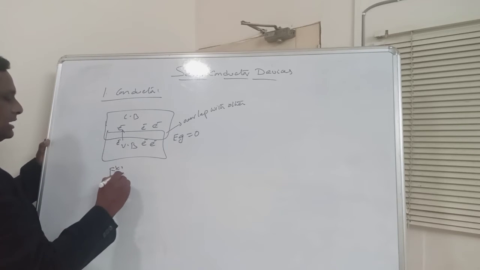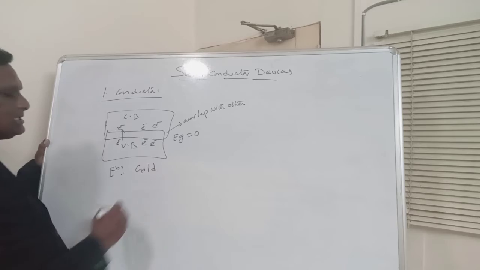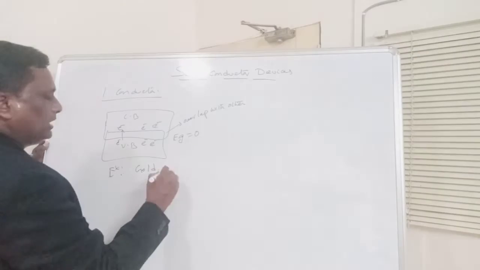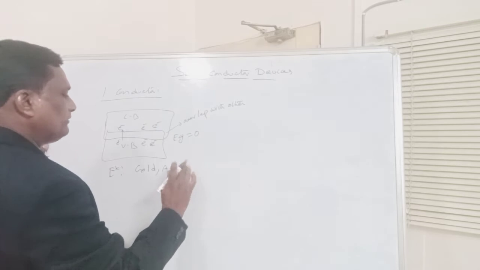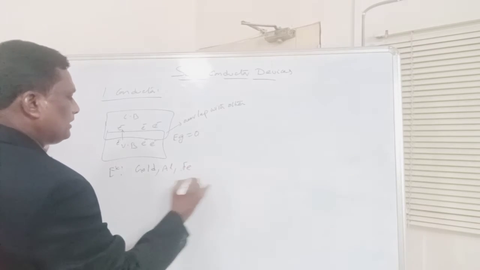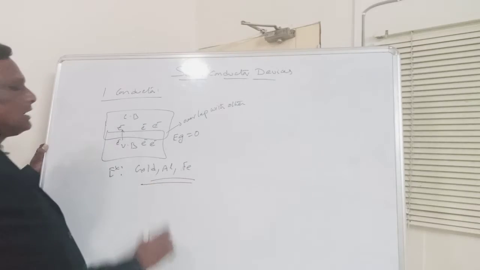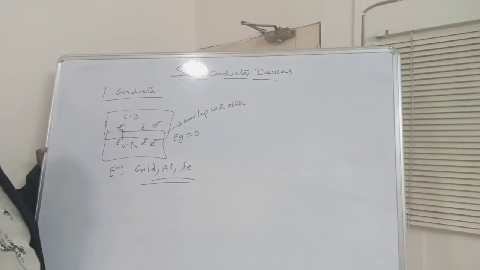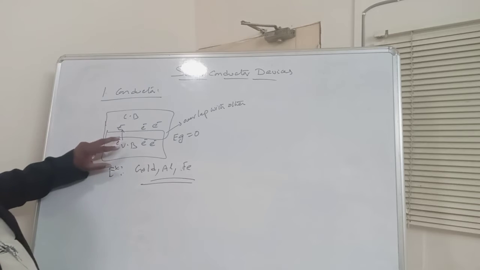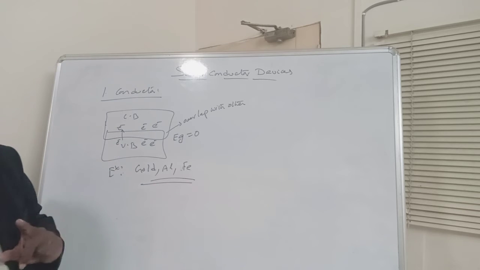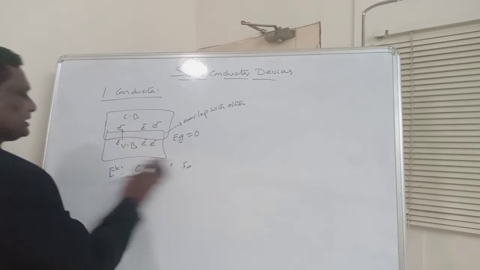Examples of conductors are gold, the best conductor, aluminum, silver, and iron. All these are conductors. In case of conductors, there is no gap between the valency band and conduction band. Any doubt?